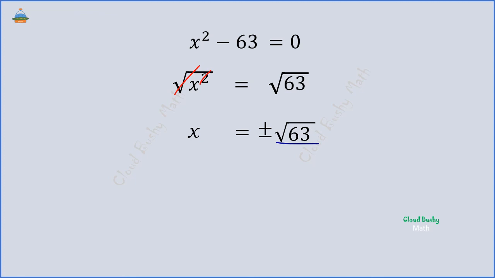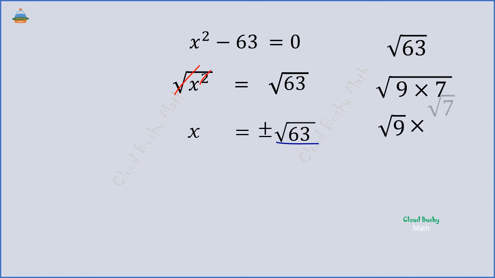We can, however, simplify this solution by splitting root 63 into root 9 times 7. 9 times 7 is 63. We can further break this into root 9 times root 7. So we have x is equal to plus or minus root 9 times root 7.